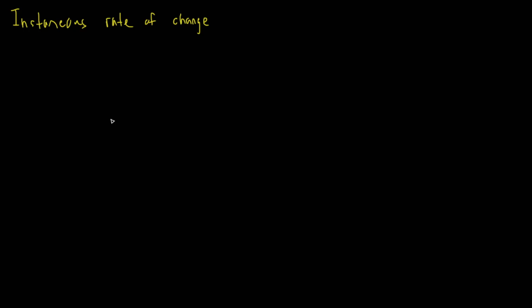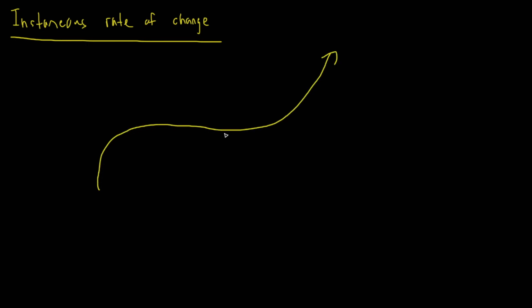Today I'm going to be talking about instantaneous rate of change. Now, what is instantaneous rate of change? It's basically something that tells you how the graph is changing at a certain moment. And that's kind of hard to imagine, but it is represented by the slope of a tangent line, right?